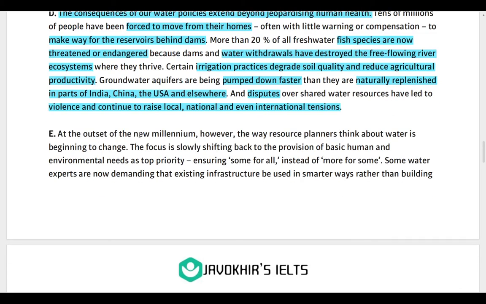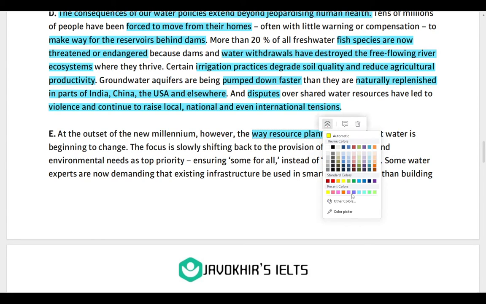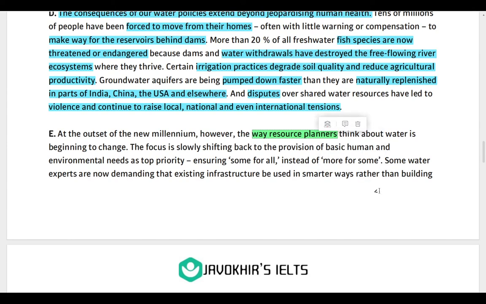At the outset of the new millennium, at the very beginning of the new age, the way resource planners, who are scientists, think about water is just beginning to change. Let me choose a different highlighting color here.